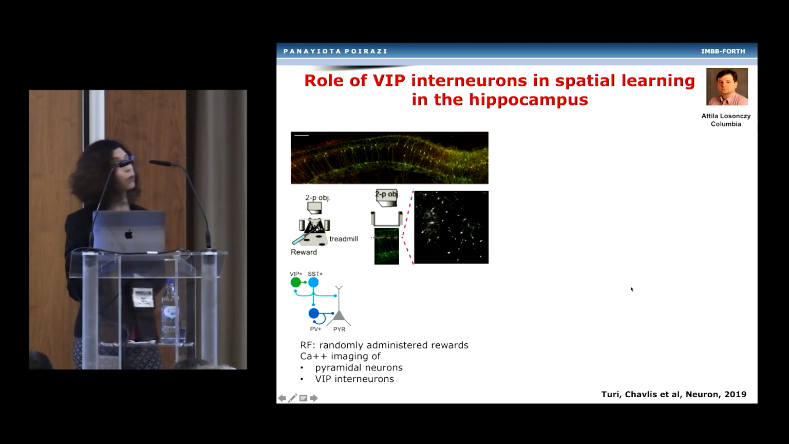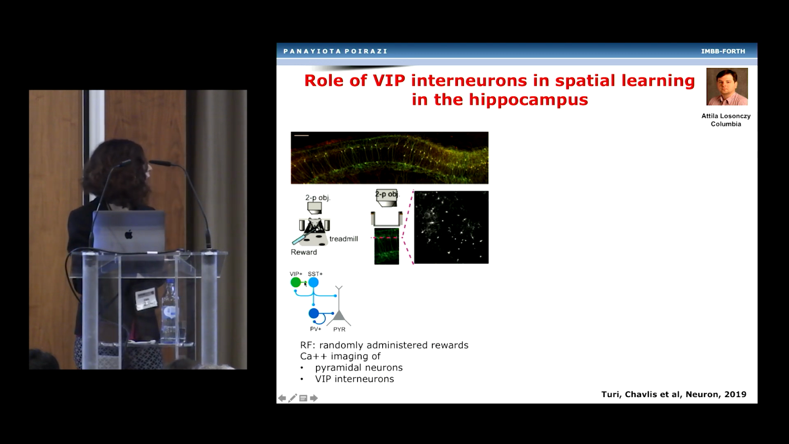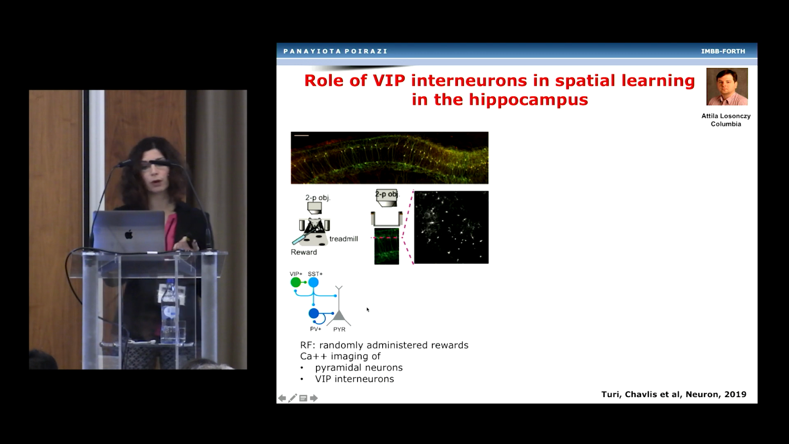The goal here was to understand how VIP interneurons control the dendrites of pyramidal cells in the CA1 area, with respect to spatial learning. So the VIP interneurons are mainly disinhibitory. They control the somatostatin cells, which then project to the dendrites of the apical tree of pyramidal neurons, and they control how the apical tree communicates with the cell body. This is one class of VIP cells. There is another one that projects at the cell body.